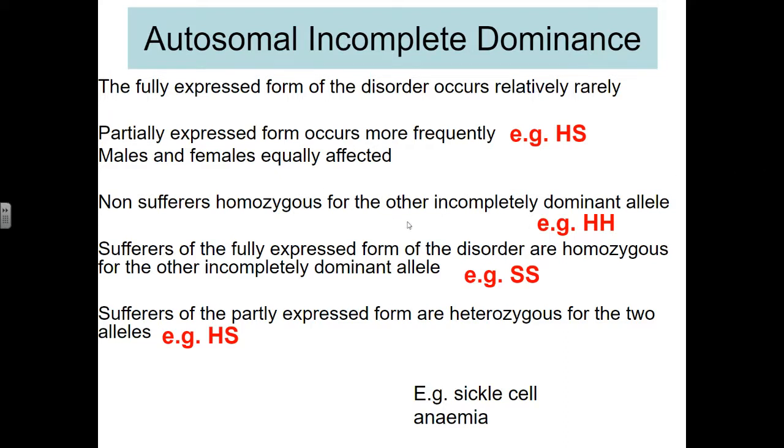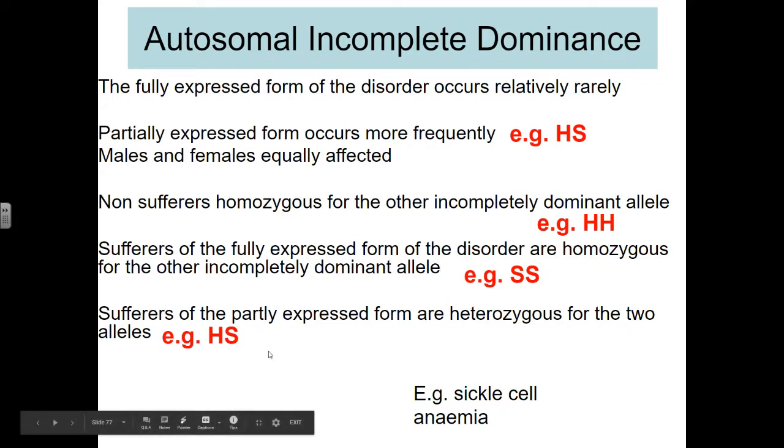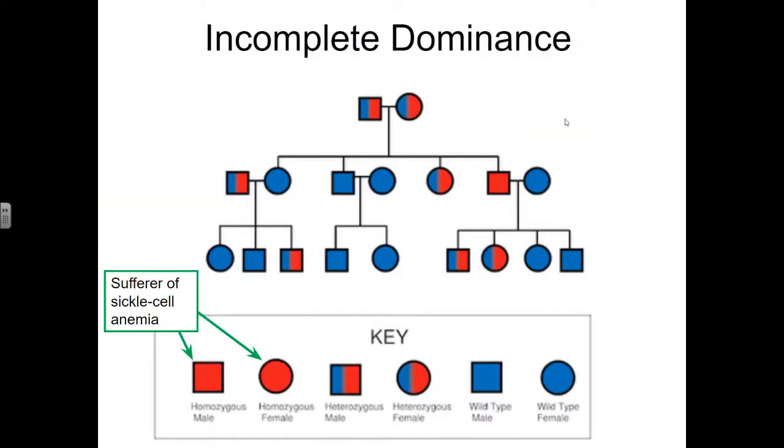Non-sufferers, who are homozygous, are capital H in this example. So they have no traits of the deleterious allele, the bad one. Ones who are homozygous for the deleterious allele will have the disorder, and ones who have one of each of the alleles will be a heterozygote. They will have some intermediate phenotype.